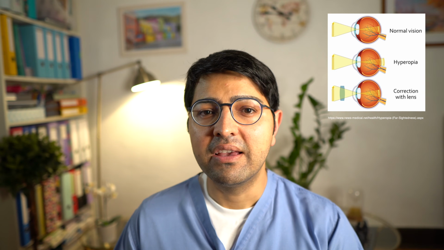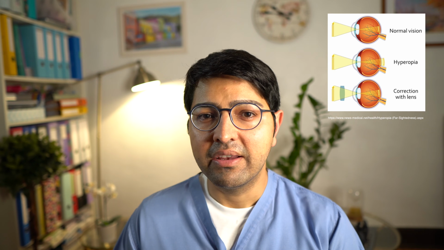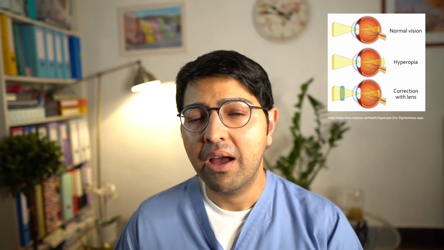Long-sightedness is the converse of short-sightedness, so therefore the eye is either too short or too weak. So instead of light being focused on the retina, light actually gets focused behind the retina.